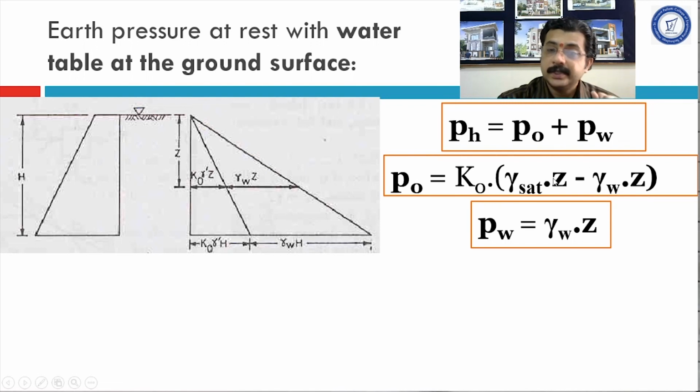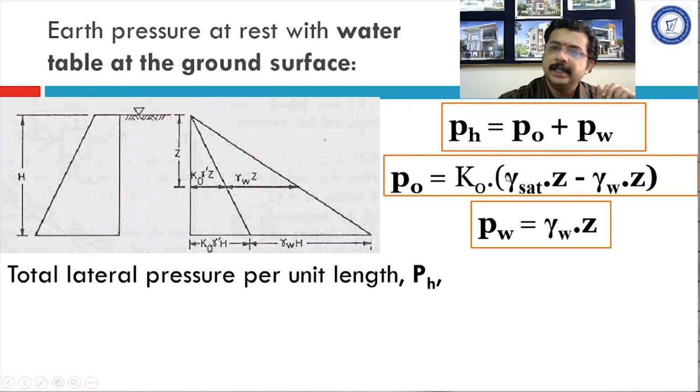Alright, but in case of pressure due to water, which is equal in all directions, it is PW. That is equal to gamma W multiplied by Z. What is gamma W? Unit weight of water. And Z, depth, which is under consideration. This way, both the pressures will be calculated and they will be added. Finally, we will be getting the total value as small p_h. Now we want to find out again the total lateral pressure acting per unit length, hence capital PH.